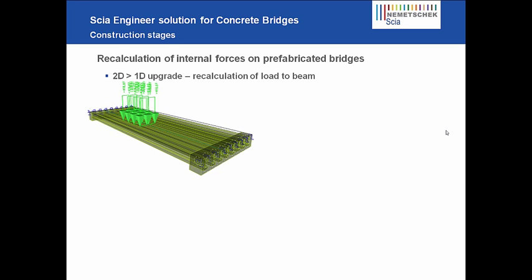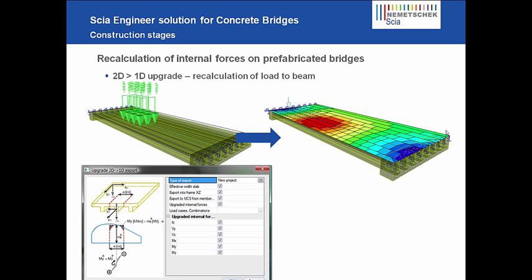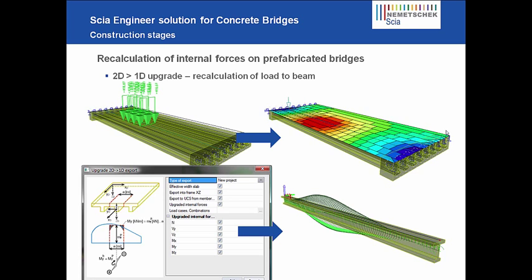What happens? You apply a load to a 3D structure. You can see how the forces are divided into the element. And after this, you're going to apply the 2D 1D upgrade, and you're going to take a part of that plate to calculate it more in detail.